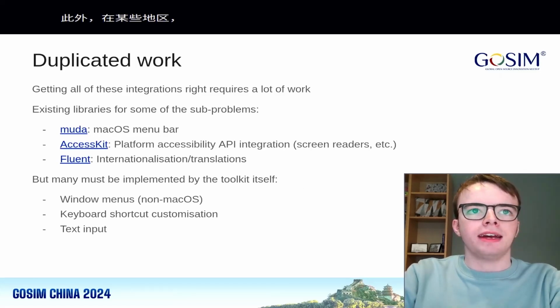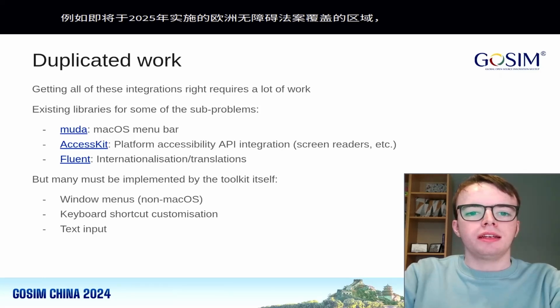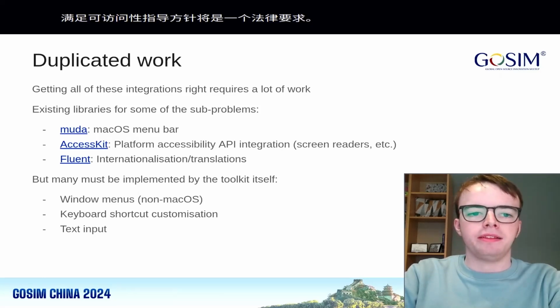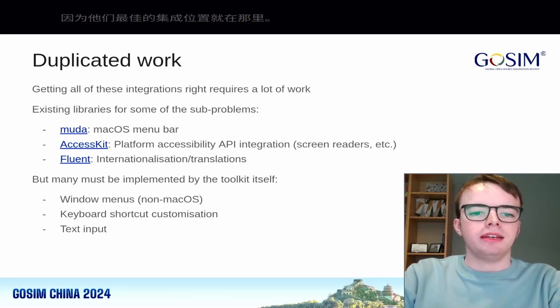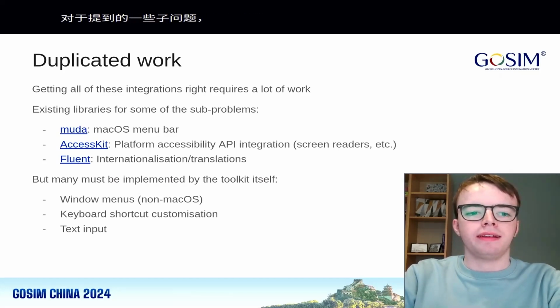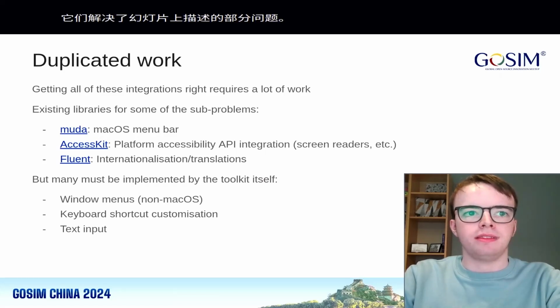Getting all of this right requires a lot of work. Large parts of this work falls on framework developers as they are best placed to integrate solutions. There are existing libraries for some of the sub-problems mentioned. To pick a few examples, Muda, AccessKit, and Fluent address some of the problems as described on the slide. However, integrating this into a toolkit still requires careful work, potentially requiring updates across all parts of a framework. That's especially true for integrating accessibility and internationalization.